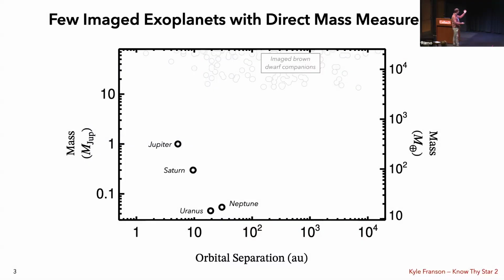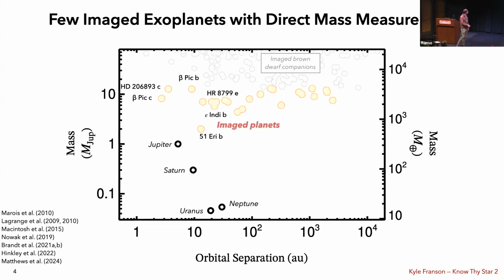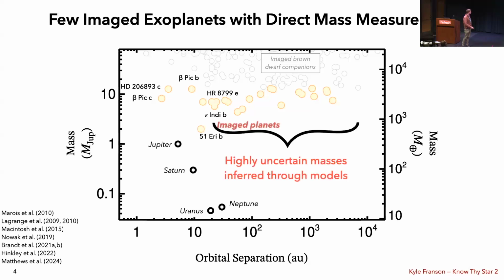This plot here shows the masses and orbital separations of the current sample of imaged brown dwarf companions in gray and imaged exoplanets in orange. Now, for most of these objects, their masses are highly uncertain. We have to infer them through evolutionary models, incorporating their luminosities and their ages. And so we may not be sure whether something is, for example, 5 Jupiter masses or 20 Jupiter masses, right?